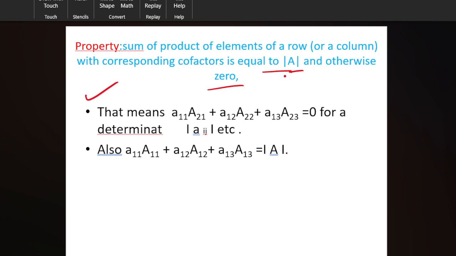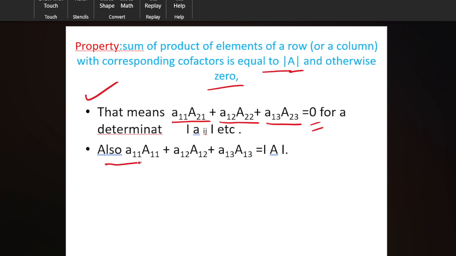The determinant of A. Here that means A11 into A21, A12 into A22 plus A13 into A23 equal to 0 for a determinant, because we are multiplying A11, A12, A13, these are the elements of the first row, and A21, A22, A23, these are the cofactors of the second row. So it will be 0.